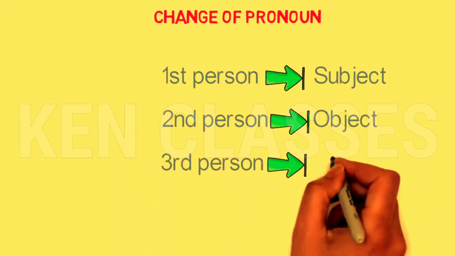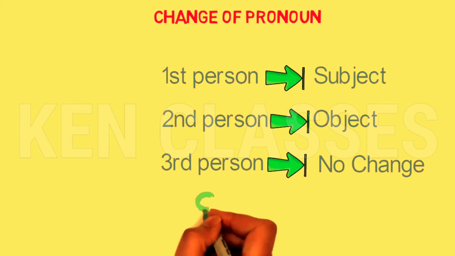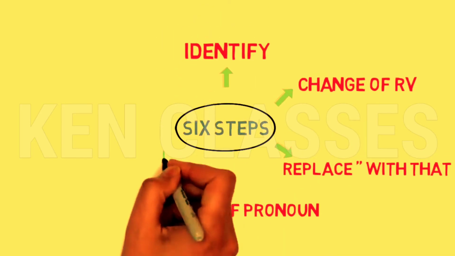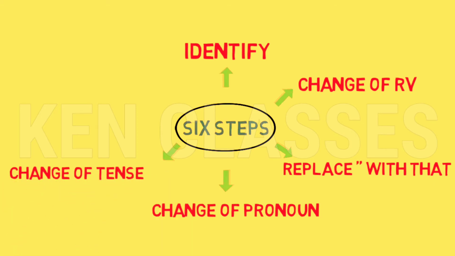and third person will remain unchanged. You can remember this change with an acronym SON, also called SON. Please remember the changes of pronouns properly. First person will be converted to subject, second person will be converted to object, and third person will remain unchanged. The fifth step is change of tense.